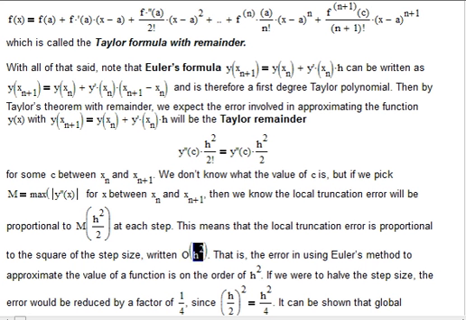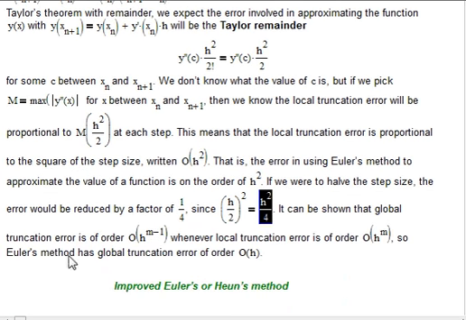So the error in using Euler's formula to approximate the value of a function is on the order of h squared. If we were to halve the step size, then the error would be reduced by a factor of 1/4, since h over 2 squared is h squared over 4. It can be shown that the global truncation error is of order O of h to the m minus 1 whenever the local truncation error is order h to the m. So in other words, we drop a factor of h when we go to the global truncation error.